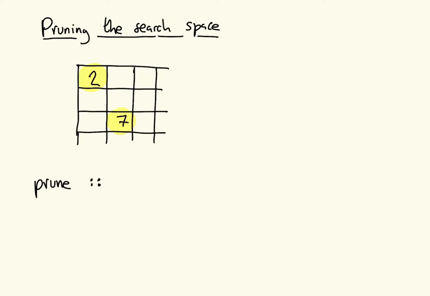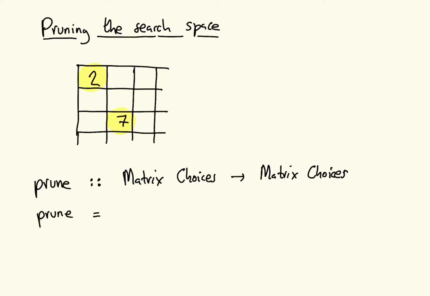So what prune is going to do is it's going to take a matrix of choices and give us back a matrix of choices, and it's going to prune out any choice that occurs as a single entry in the corresponding row, column, or box. So how am I going to define this?